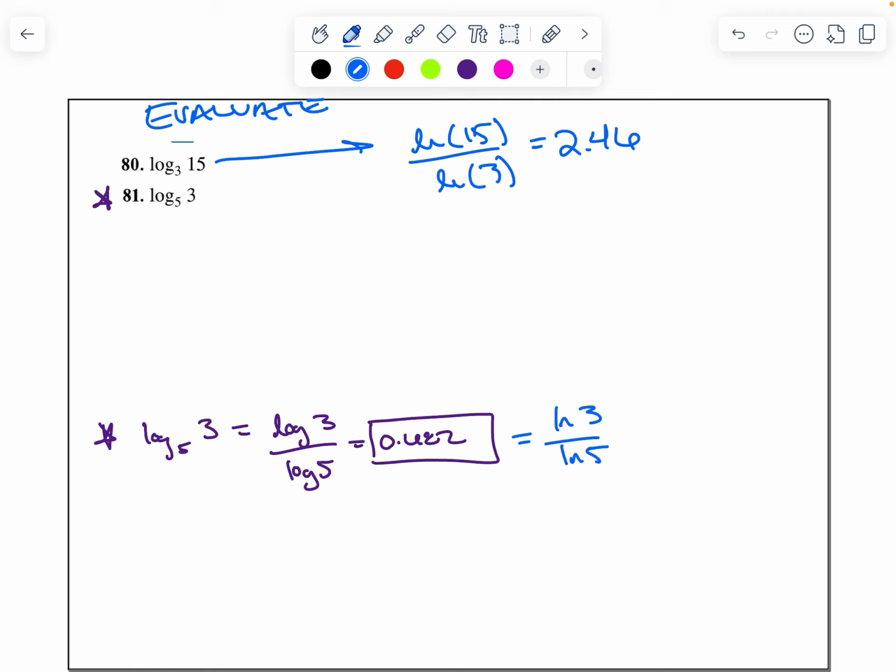All right, an important note here when you're doing the calculator: when you type log or when you type ln, it automatically opens a parentheses. You do need to close that parentheses, right? You need to close that parentheses.